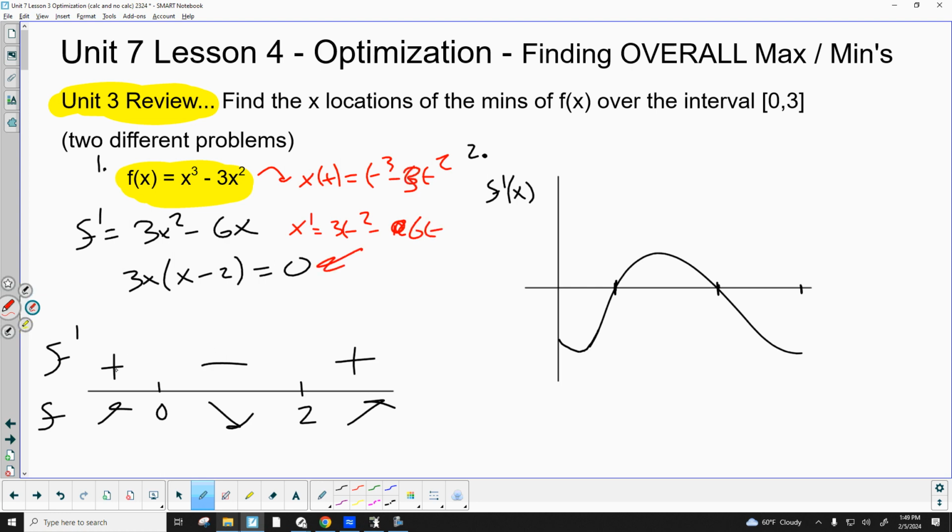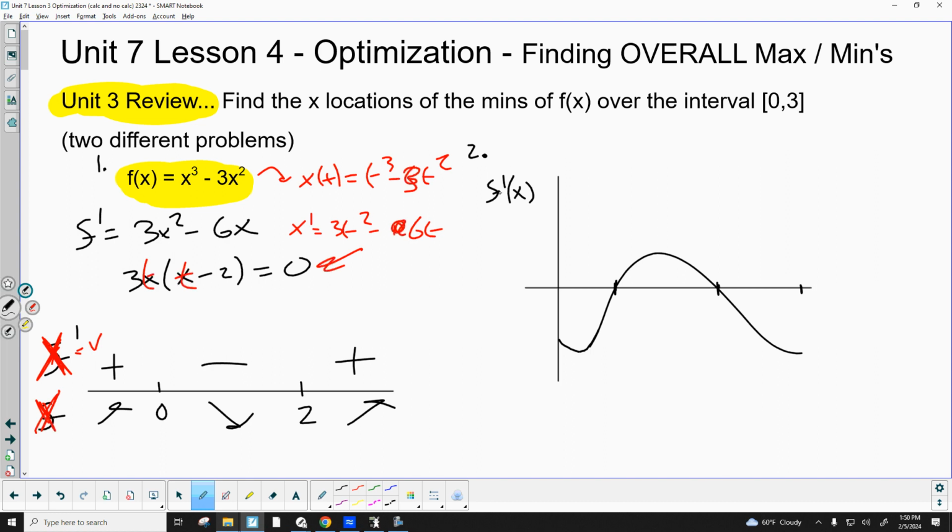The only thing that changes is that this is a t and this is a t, and these are t's, and this is x prime, which is a velocity. It's got its own fancy word, and this is x. So first things first, f prime, x prime, the same. And we are going to be doing maxes and mins today. But there's more.